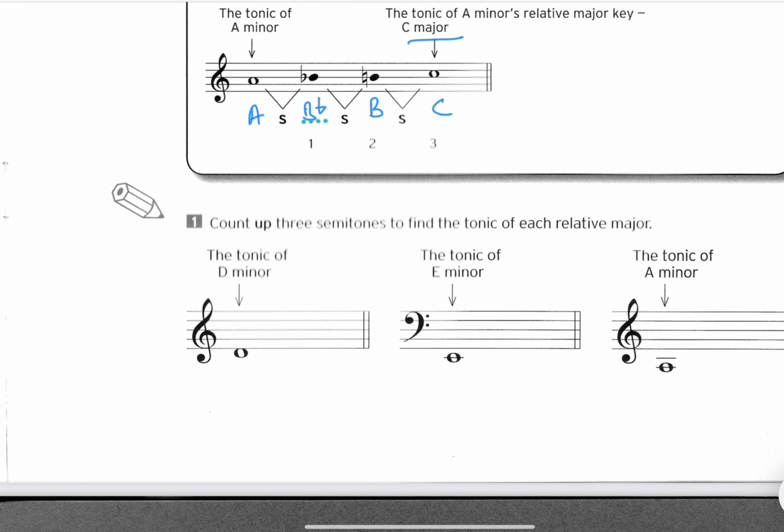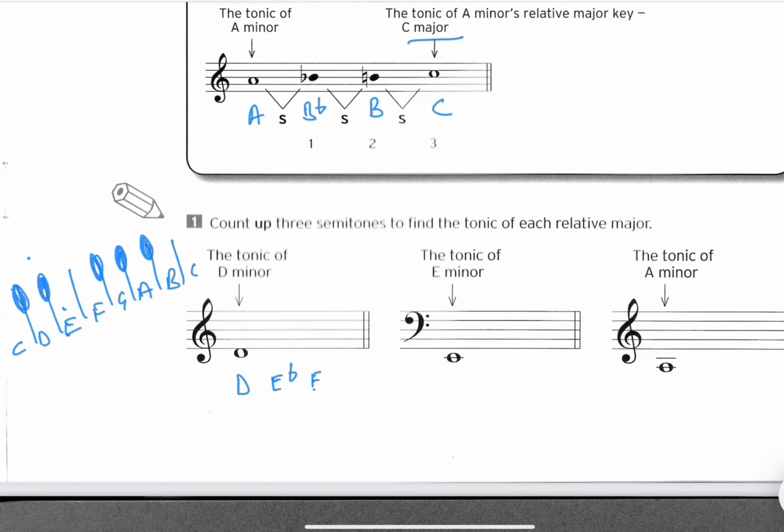So if we are at D minor, let's make our key signature first: C, D, E, F, G, A, B, and C. Okay, so let's start from D. To find D minor's relative major, we have to take 3 semitones up. From D, the first semitone is E flat. The next semitone would be E. And the next semitone would be F. So we find the F major scale as the relative major.